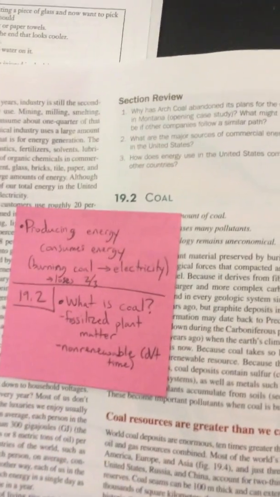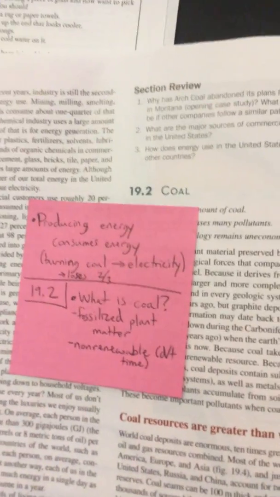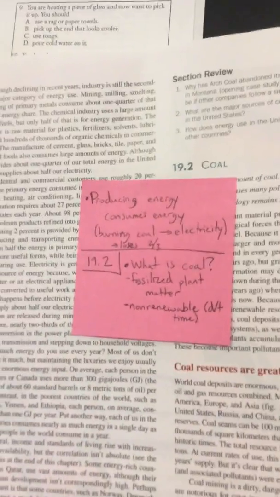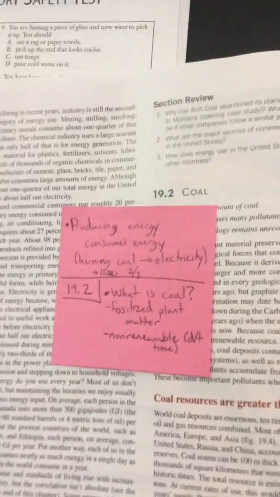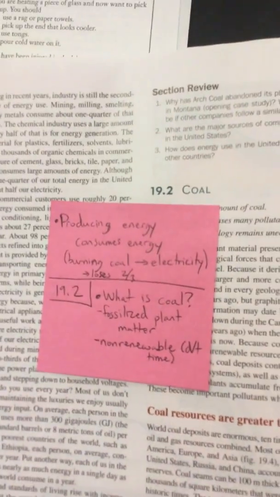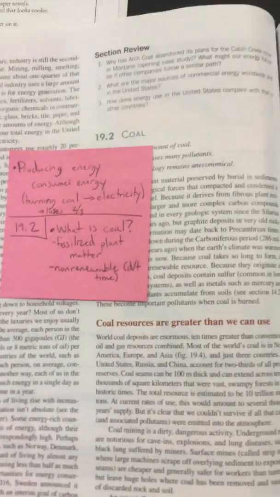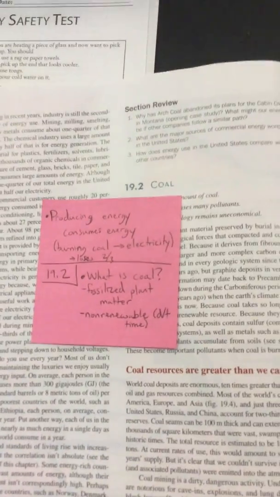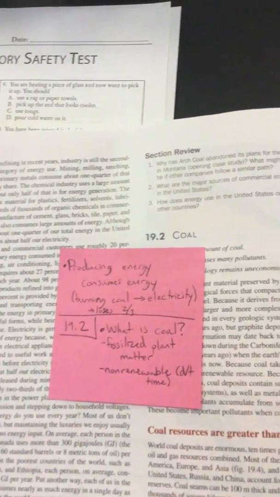This might seem like a no-brainer, but producing energy does consume energy. So making electricity at power plants for us to use takes energy. We lose energy when we do that. So burning coal to get electricity, that's my example. We actually lose 2/3 of the energy in the coal when we do that. It's not a very efficient process.